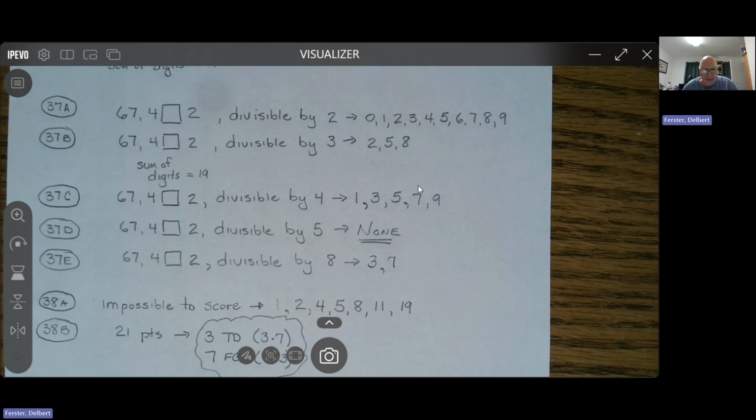Part D, I need 5 to divide. Sorry, man. You can't put anything in the mystery box because it ends in a 2. And if it's going to be divisible by 5, it would have to end in a 5 or a 0. So I got nothing to offer you on that one. All right, last but not least, on 8, the last 3 digits must be divisible by 8. And that would be the case if you put a 3 in, because 432 is divisible by 8, as is 472. So the options are a 3 or a 7.